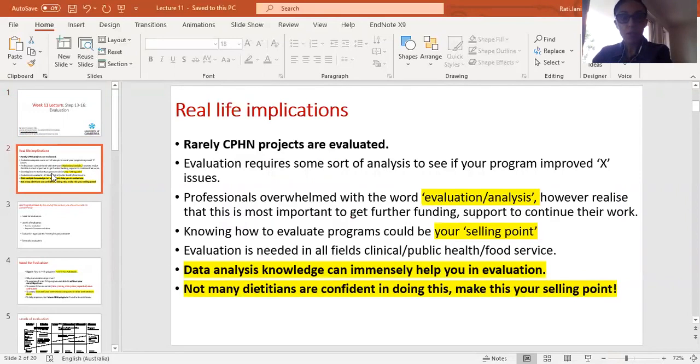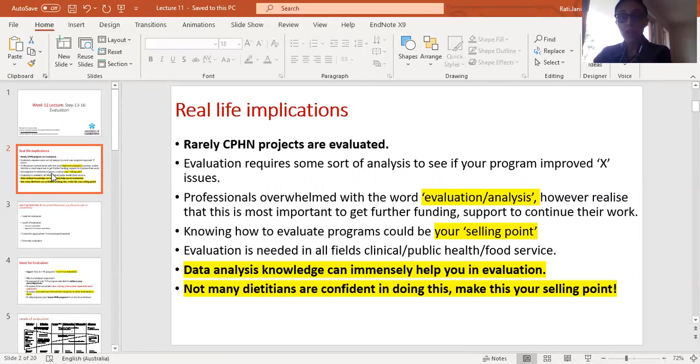Now, when we go to the real life implications of this lecture, which is a slide you will find in all of my lectures, why is this important for you? How is this going to be important for you when you start working? Irrespective of any field that you are in, which is clinical, food service, or community public health, a very important factor for any project development, planning, and implementation is the evaluation part, which is the last bit of it. Evaluation is very important. Evaluation is generally done quantitatively or qualitatively, and we'll be looking into that very soon.